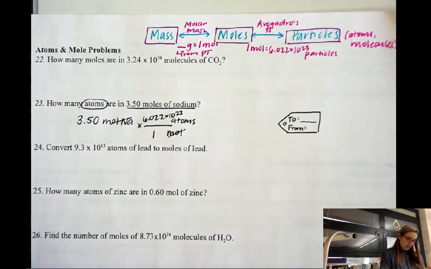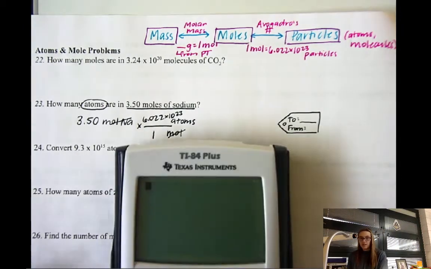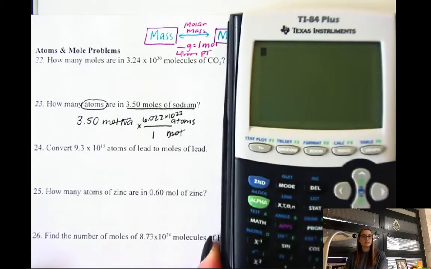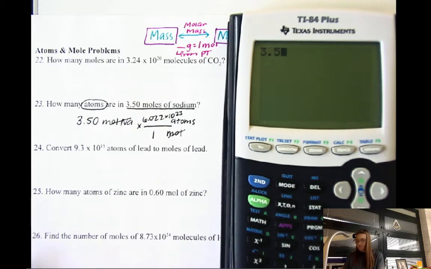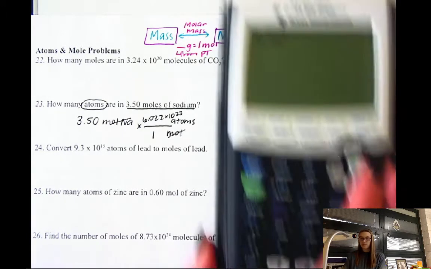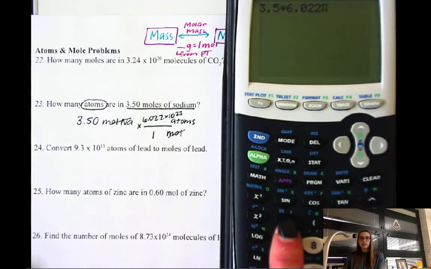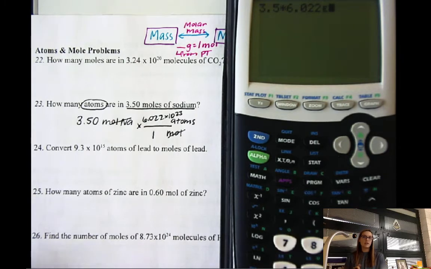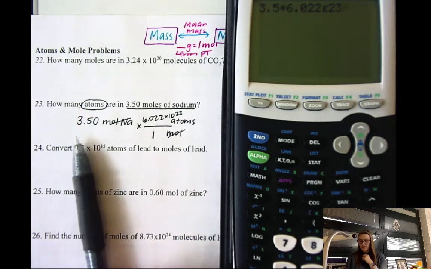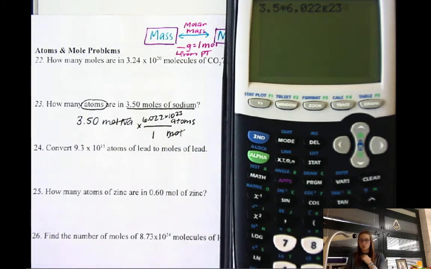Now, to put this in our calculator, right, here's how we would put it in our calculator. So I'm going to do 3.5 times, and then I'm going to do 6.022, and then I'm going to hit second EE. And when I do that, it looks like this. I don't worry about times 10. I just hit the second E and then 23. So I'm doing 3.5 times 6.022 E23. And here's our answer.